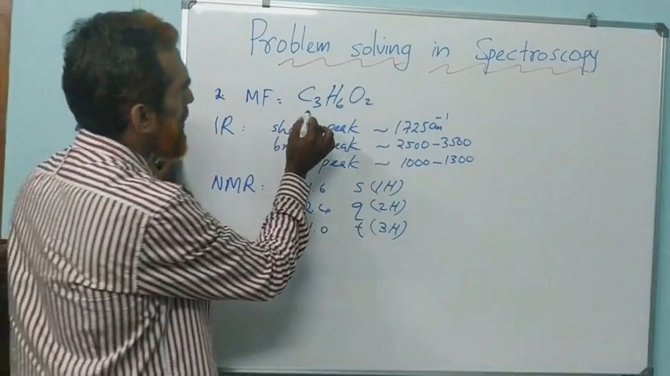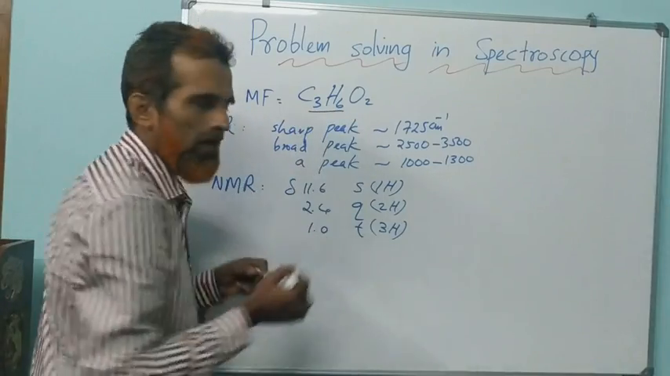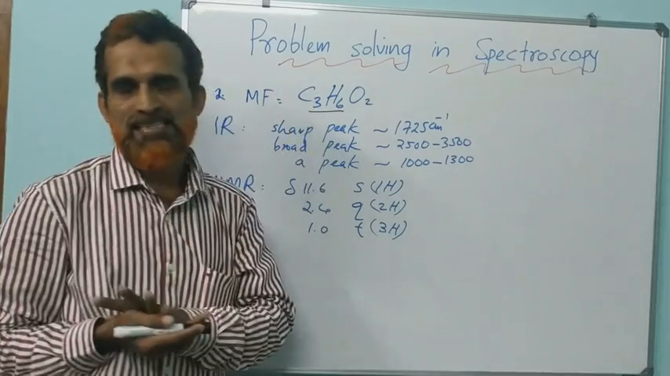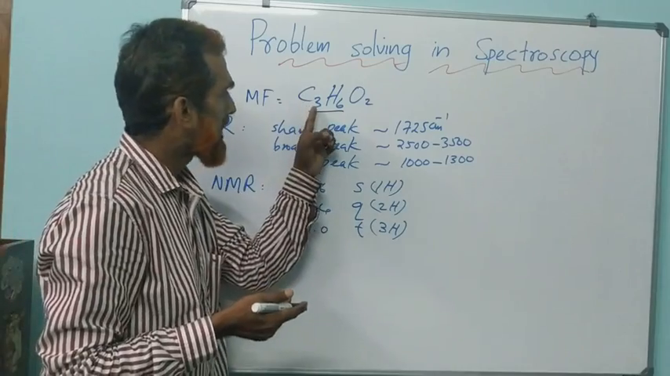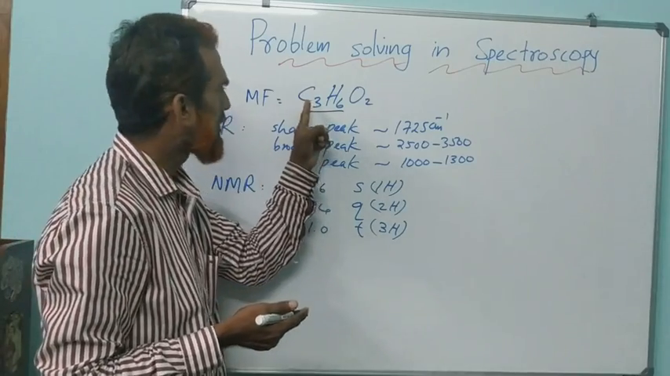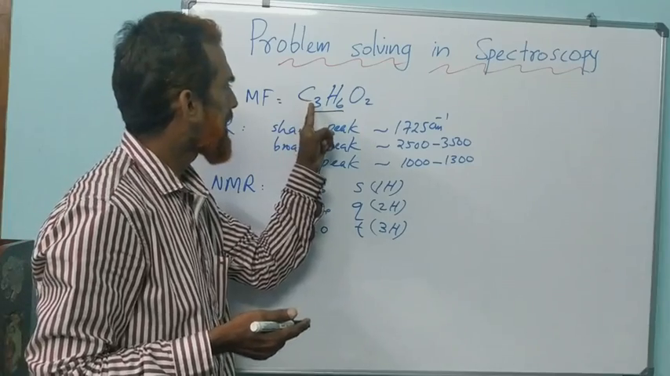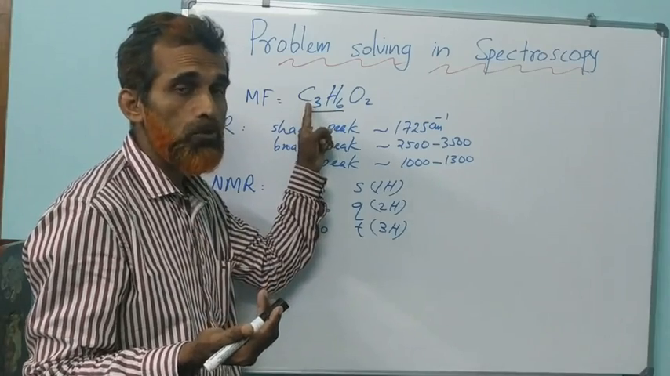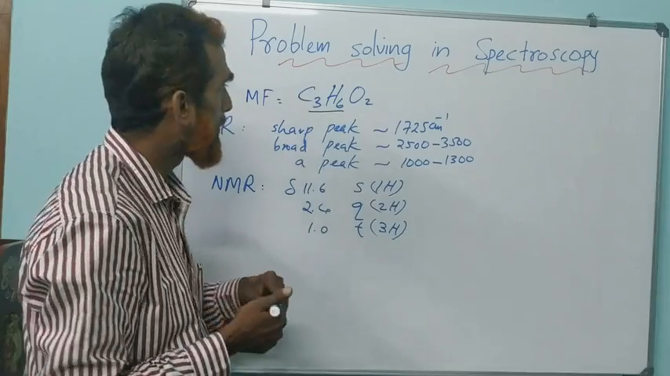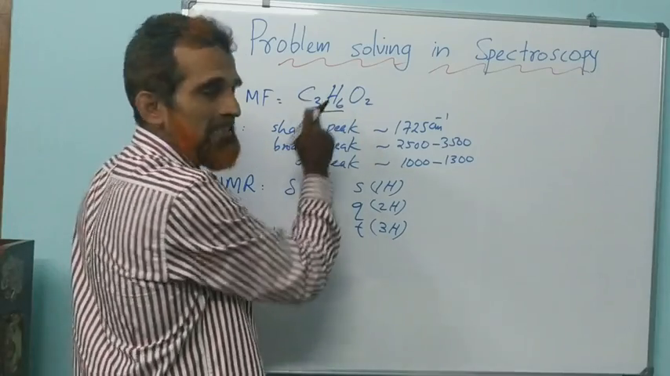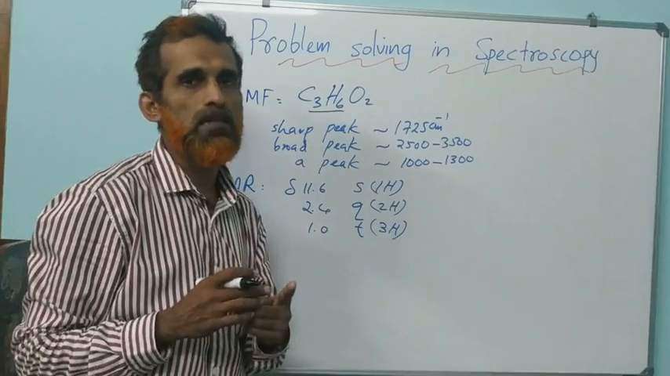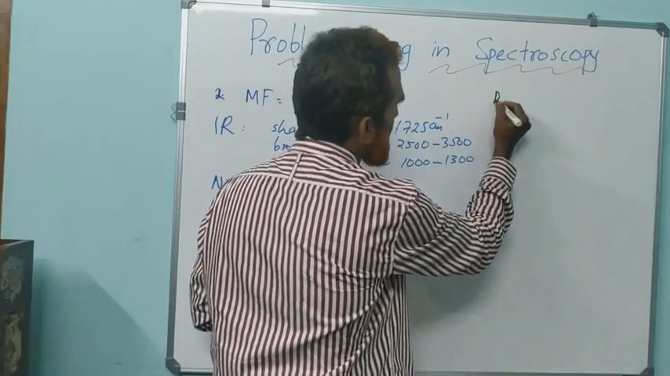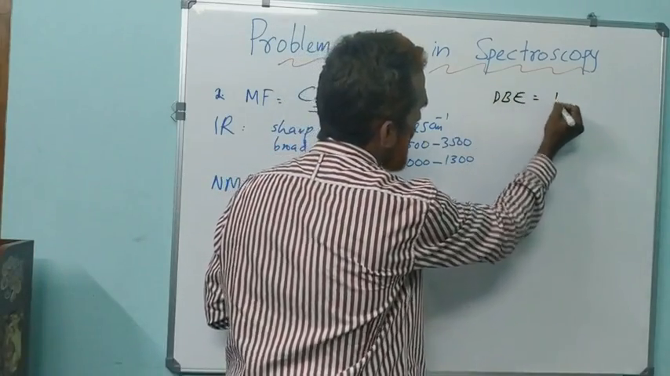Looking at the formula, what about the degree of unsaturation? C3H6, so it is unsaturated. How much would it have to be if saturated? CnH2n+2, so 3 into 2 plus 2, so it has to be 8. But it is 6, so there is a shortage of 2 hydrogens, which is equivalent to 1 pi bond. So the double bond equivalence, or degree of unsaturation, is 1.